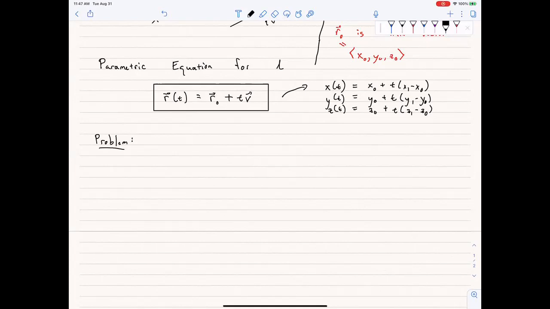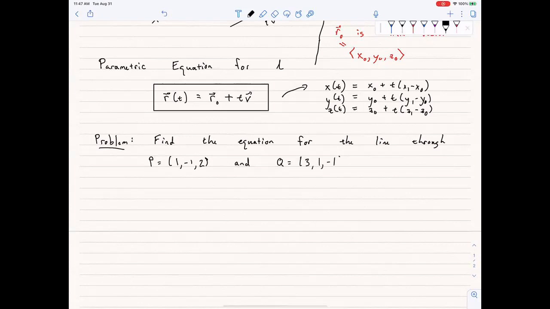So let's say find the equation for the line through the following two points, say the point P equaling (1, -1, 2), and Q equaling, whatever, say (3, 1, -1).